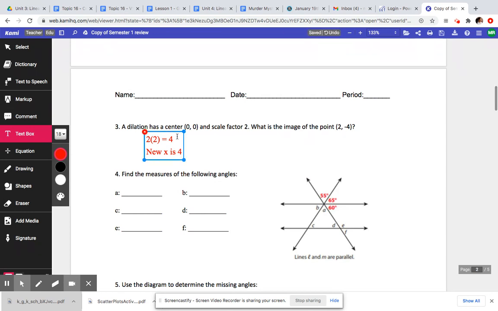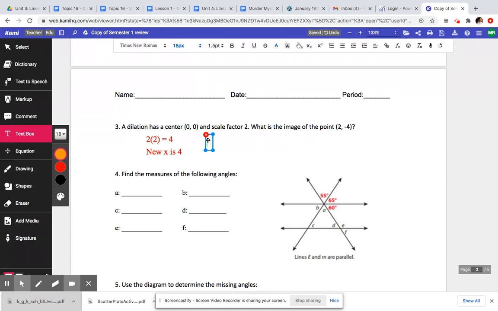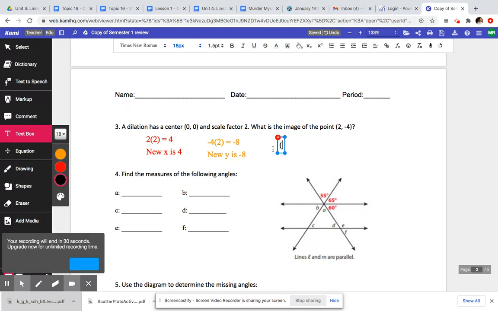Let's do our y as well. So y is -4, and we'll multiply that by the scale factor, which is 2. That's going to give us -8. So our new y is -8. And once you have your new point, that's your answer. So our new answer is simply (4, -8). Let's keep going.